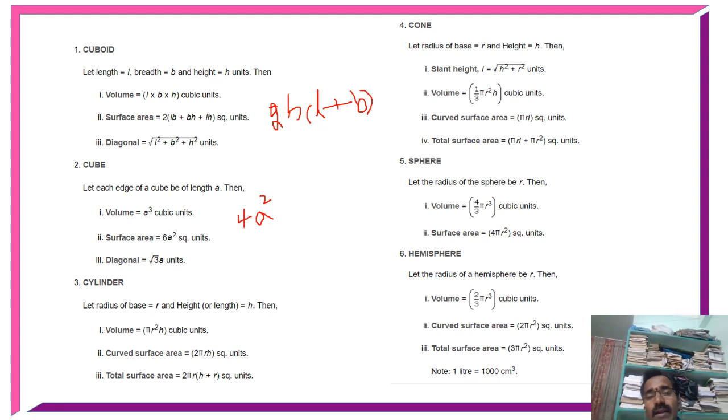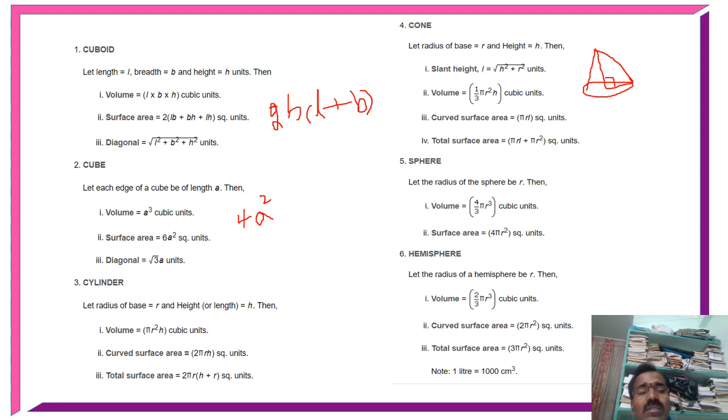For a cone, radius R, height H, and it contains slant height also. This is slant height, this one is perpendicular height, and radius. These all form a right triangle. So slant height L square equals H square plus R square. From that we can get L equal to root over H square plus R square.